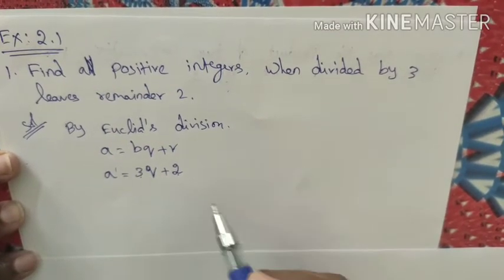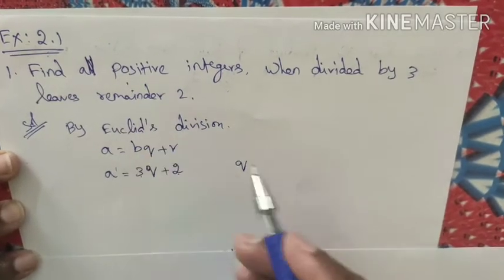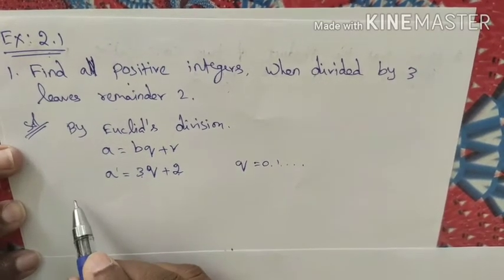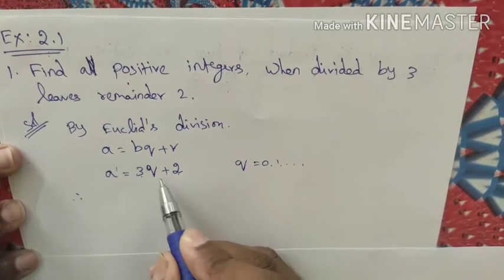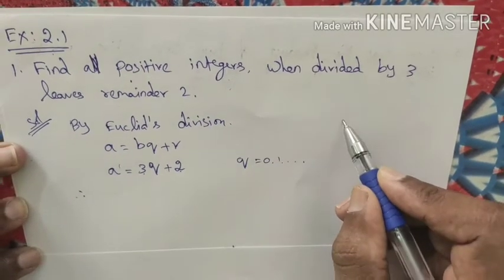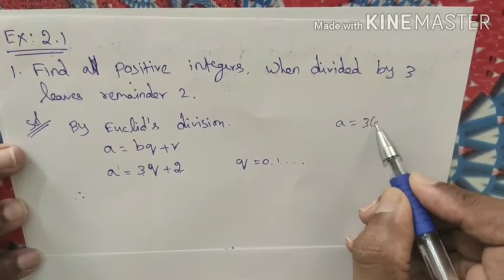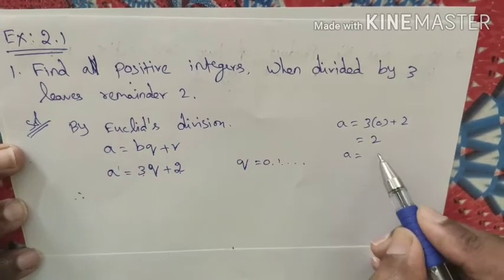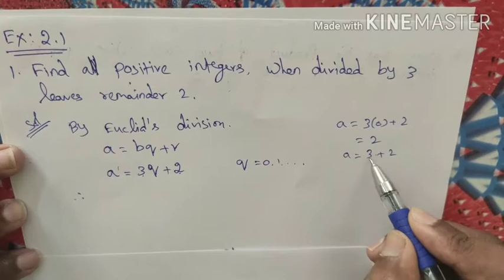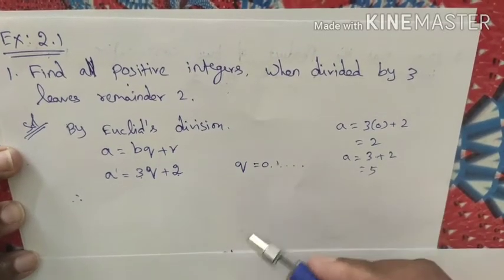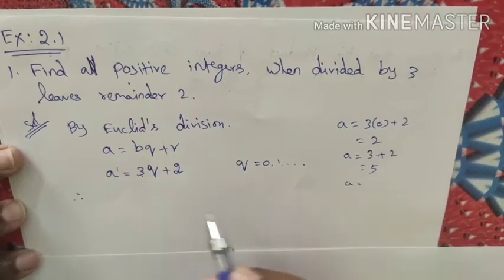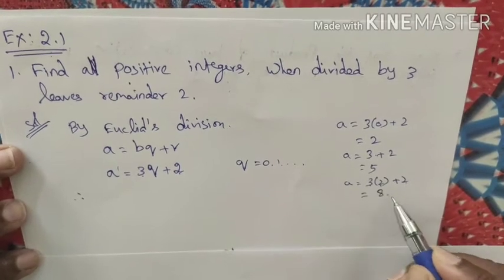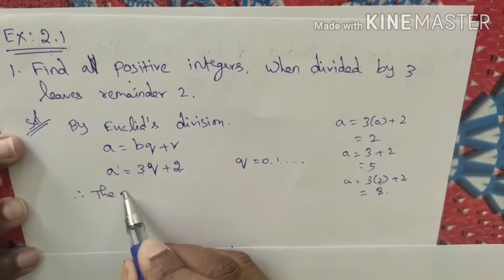Let me take the quotient as any positive integer, from 0 to infinity. Let me apply the values one by one. If I apply q = 0, a = 3 into 0 plus 2, that is a = 2. Suppose q = 1: 3 into 1 is 3, 3 plus 2 is equal to 5. So in this order it must be extended. Suppose I apply 2: 3 into 2 is 6, plus 2 is 8. It goes on.